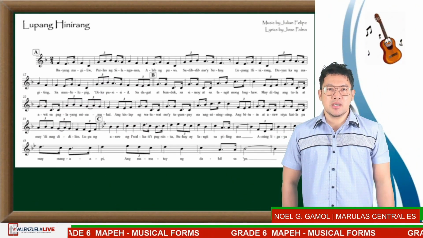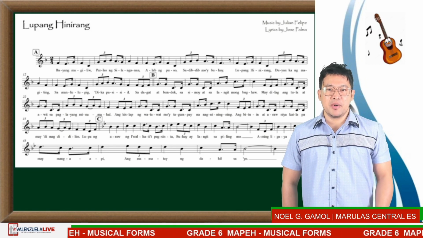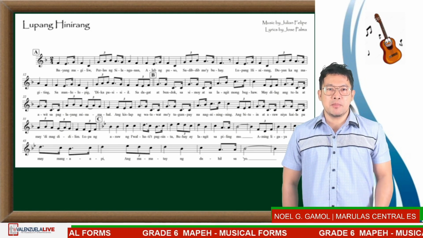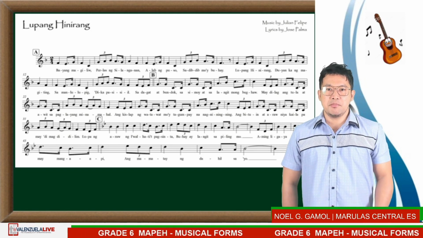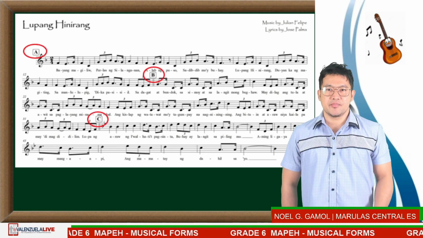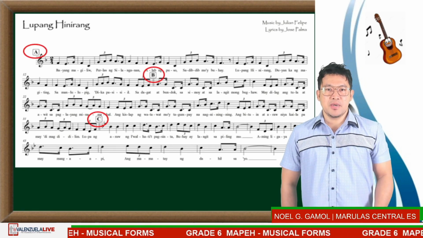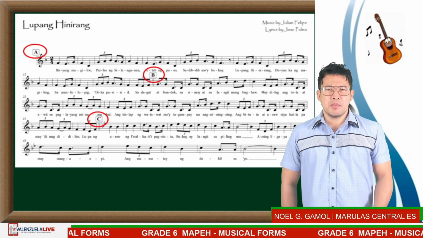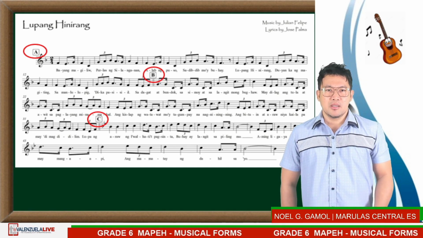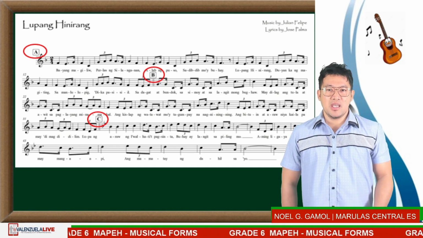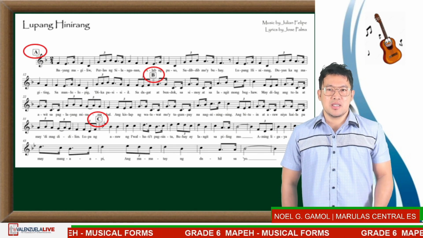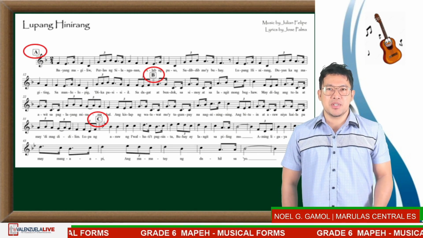If you listen carefully, there is a difference between the melodic and the accompaniment pattern of parts A, B, and C. These differences of each part can be felt orally. Therefore, we can say that Lupang Hinirang is a ternary ABC form of music.